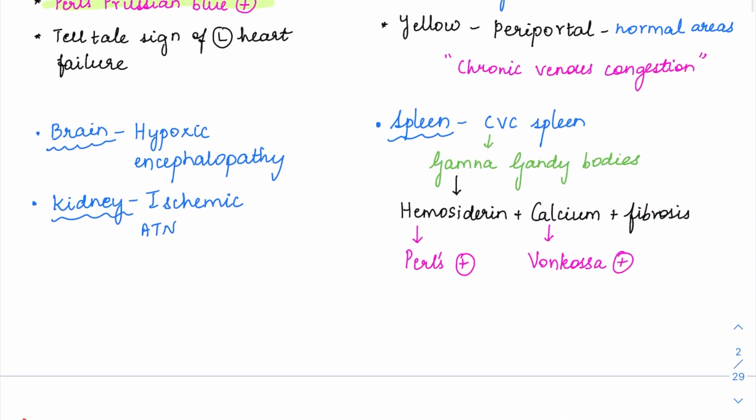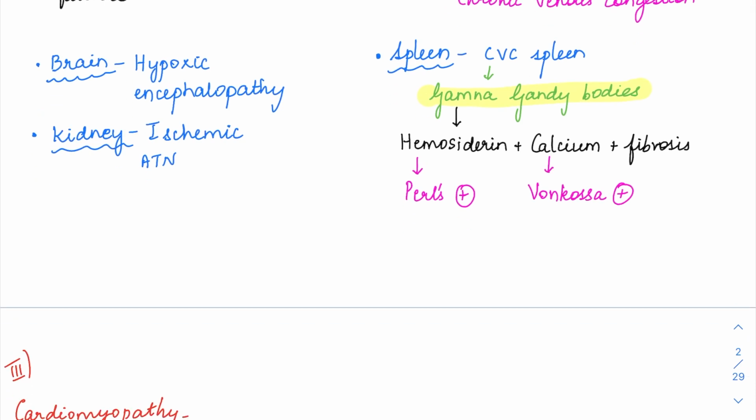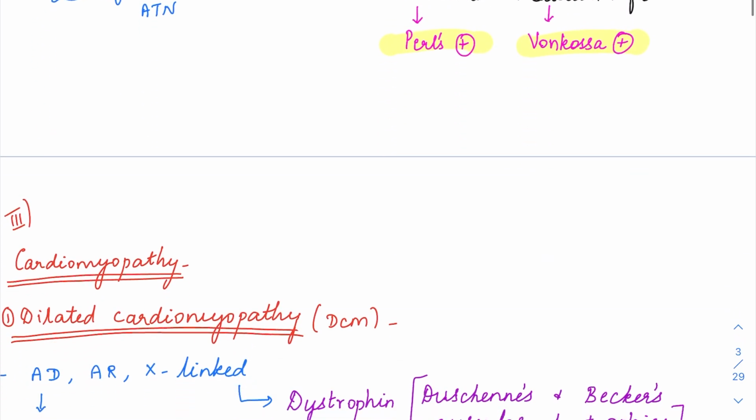In the spleen, I already mentioned it will result in congestive splenomegaly. And in congestive splenomegaly, we see a feature called Gamna-Gandy bodies. Gamna-Gandy bodies are composed of hemosiderin along with calcium and fibrosis. So if you have to stain for these Gamna-Gandy bodies, you can use Perls stain because it will stain the hemosiderin, while von Kossa stain, which is a special stain for calcium, can stain these calcium particles. So Gamna-Gandy bodies can be stained with Perls Prussian blue and von Kossa stain. So now we have seen about cardiac failure also.